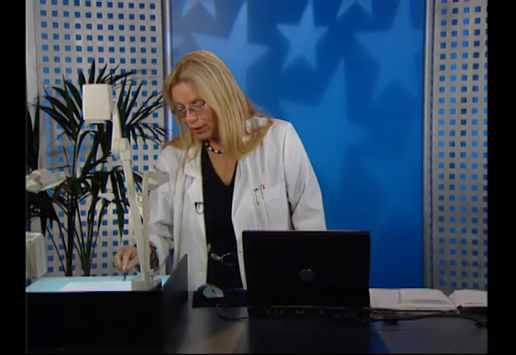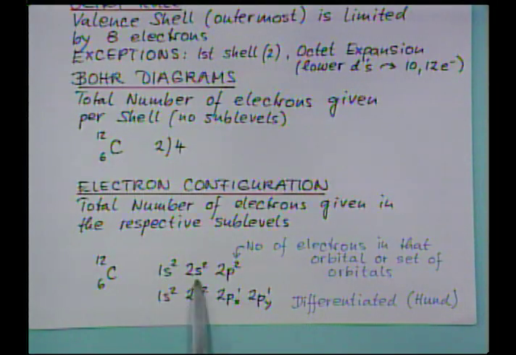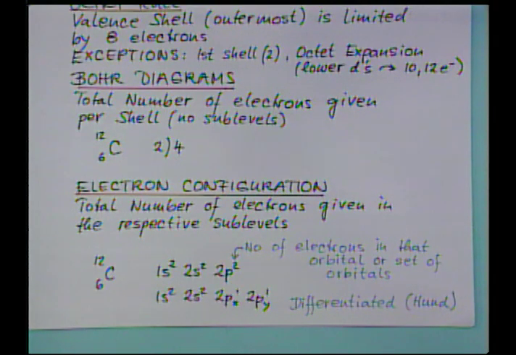Now what would be the core noble gas? It would be helium. So I could just say helium, 2s2, 2p2 for the electron configuration. And here we see it in more detail.